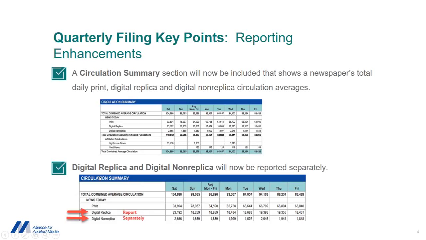Also, for our clients that are reporting digital replica and non-replica, you will be reporting this distribution separately. It used to be in the past that you had the opportunity to report this as a combined number, but now it is going to be reported separately. So for our clients that are reporting digital replica and non-replica, they are reported as a separate line item in the report. So we have digital replica and digital non-replica.